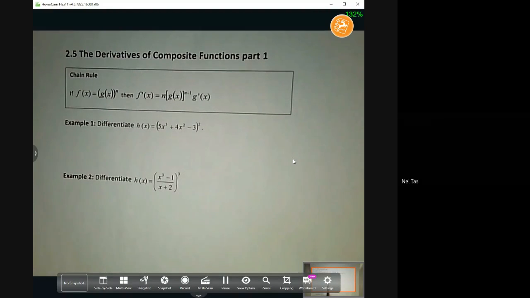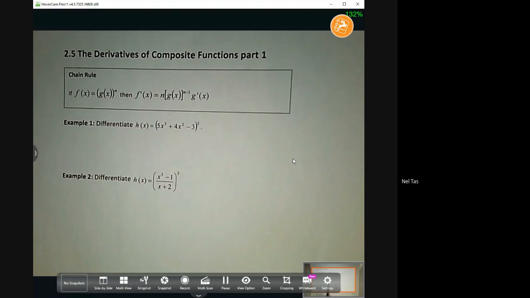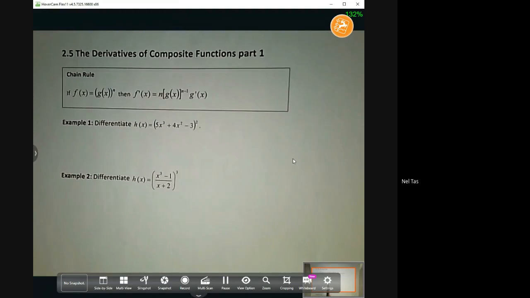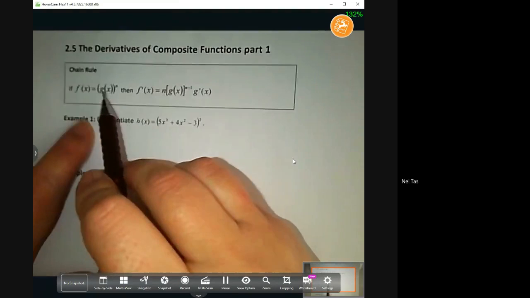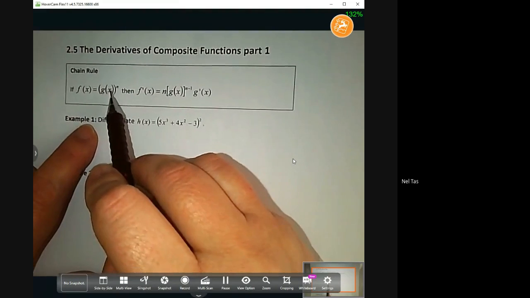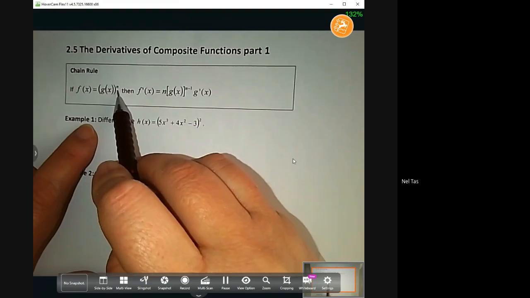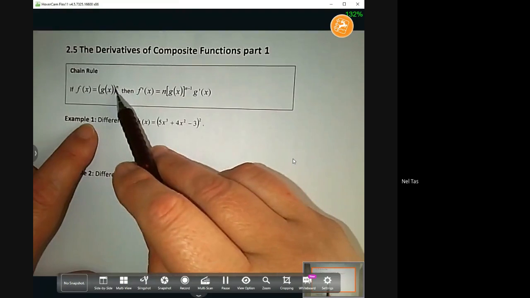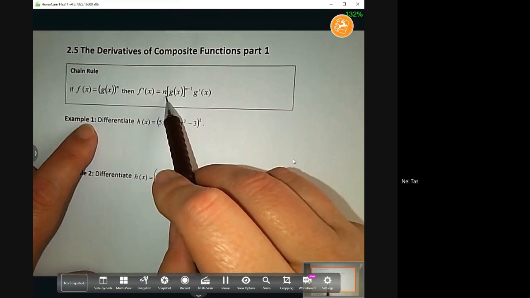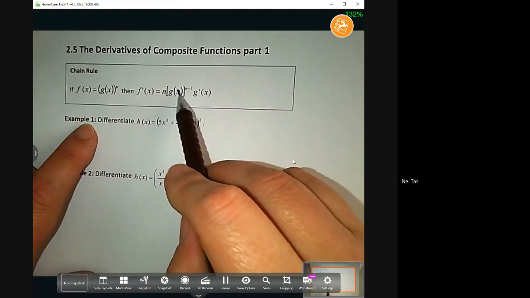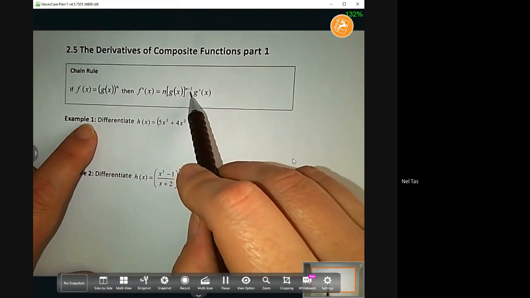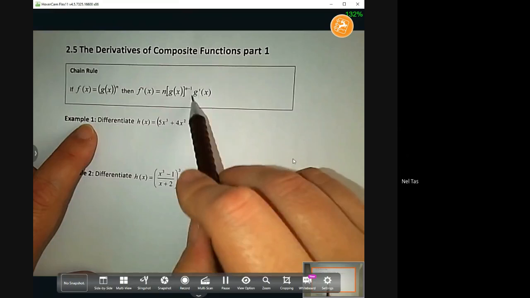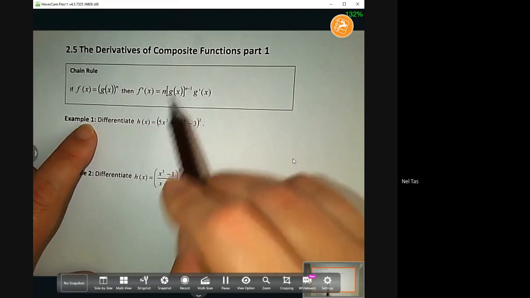Okay, so 2.5, derivatives of composite functions. Today we are going to look at the chain rule. Let's say you have f of x, and that f of x is equal to g of x to the power of n. How do we take the derivative of that? We take the exponent, drop it to the front as a coefficient. We keep g of x and decrease the exponent by 1. Then we multiply this by the derivative of the inside, the derivative of g of x.